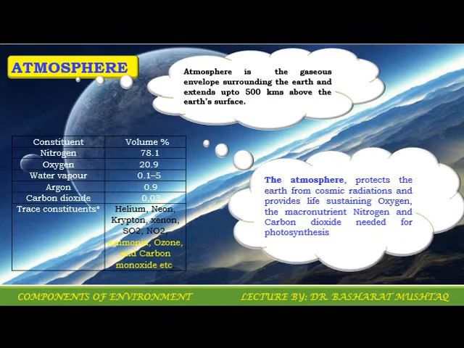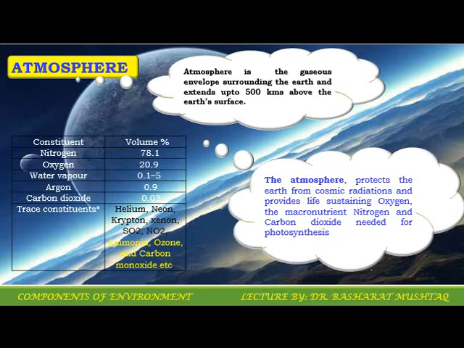Another medium of environment is the atmosphere. Atmosphere is the gaseous envelope surrounding the Earth and extends up to 500 kilometers above the Earth's surface. The atmosphere is composed of gases having different volume percentages. The composition of the atmosphere is given in this table, starting with the major constituents like nitrogen 78.1%, followed by oxygen, water vapors, argon, carbon dioxide, and trace constituents, for example, helium, neon, krypton, xenon, sulfur dioxide, nitrogen dioxide, etc.